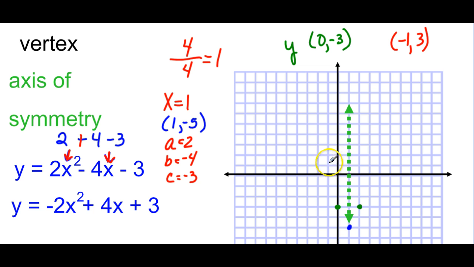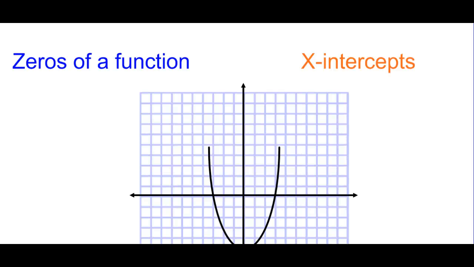So negative 1, 3 is right here. That's 2 places to the left of the axis of symmetry. So I'm going to put it 2 places to the right of the axis of symmetry. Okay? And then I'm going to simply go like this. And what we'll be looking for next will be the zeros of this. Let's talk about that really quickly.